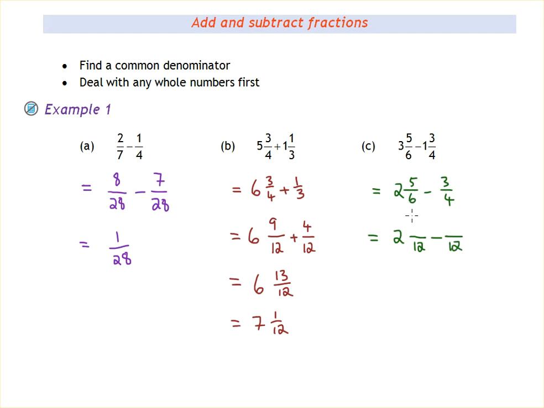Doubling the 6 to make 12 means we need to double the 5 to make 10. And what happened to the 4? Well, it must have multiplied by 3 to make it into 12, so we need to do the same to the 3 at the top there, and multiply it by 3 to make 9. So what we've now got, 10/12 take 9/12, 2 and 1/12. And because we managed to find the lowest common multiple of 6 and 4 and use this 12, there's no simplifying needed at the end.